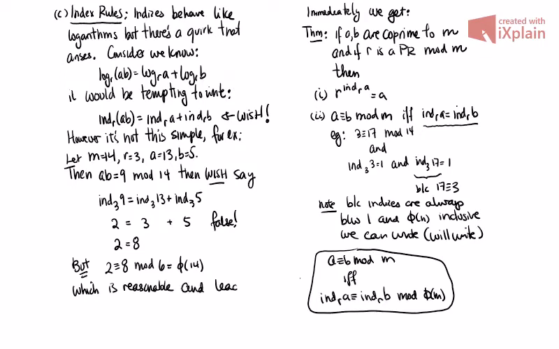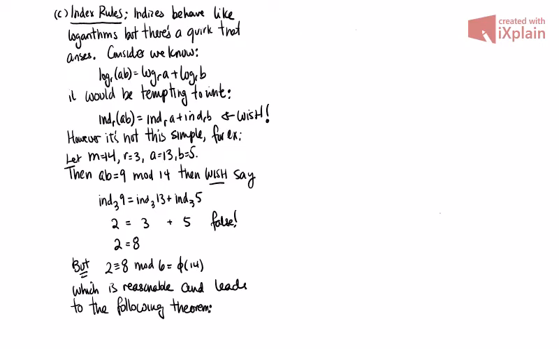And in fact, it leads to the following modification of the wish statement. Let's say the following theorem. Let m be a modulus, R be a primitive root, and A and B be co-prime to M, and K will be a positive integer. We'll see what the K is for in a second. Just right now it's just a positive integer. So then this is what we get.